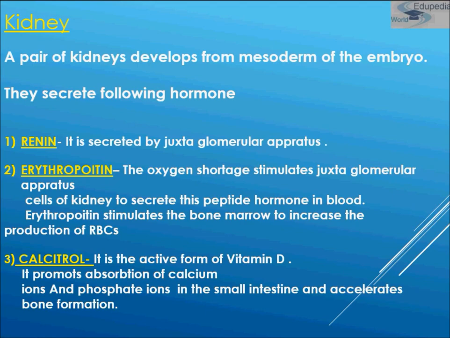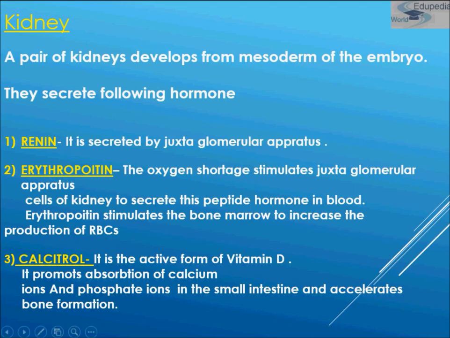Whenever oxygen shortage is seen in the body, then the oxygen shortage stimulates the juxtaglomerular cells of kidney to secrete this hormone, and this hormone is a peptide hormone. Okay, erythropoietin stimulates the bone marrow to increase the production of RBC, and that process is known as erythropoiesis. That means formation of red blood cells.